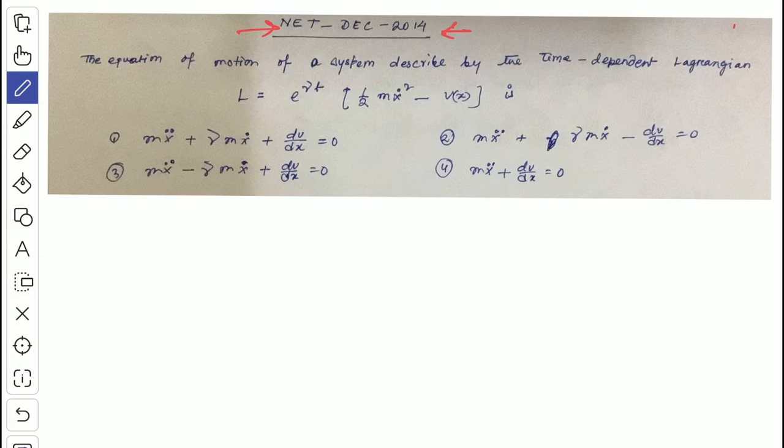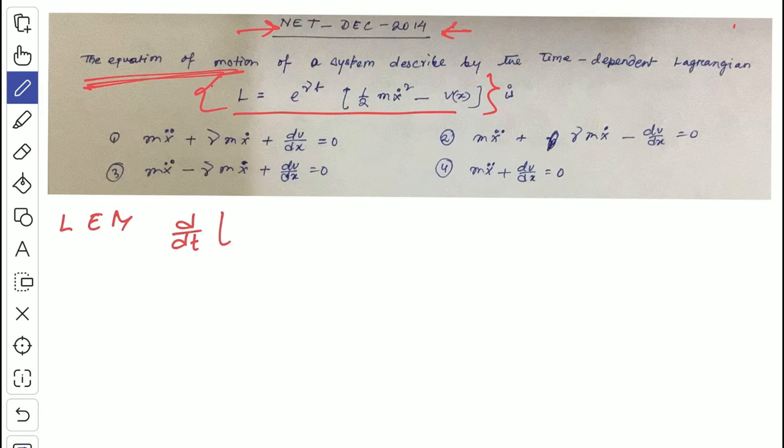This is our next question, which was asked in the December 2014 NET exam. The Lagrangian is given for the motion of a system, and it is time dependent, and we need to find the equation of motion. We know the Lagrangian equation of motion is given by d by dt of del L by del x dot minus del L by del x is equal to 0.